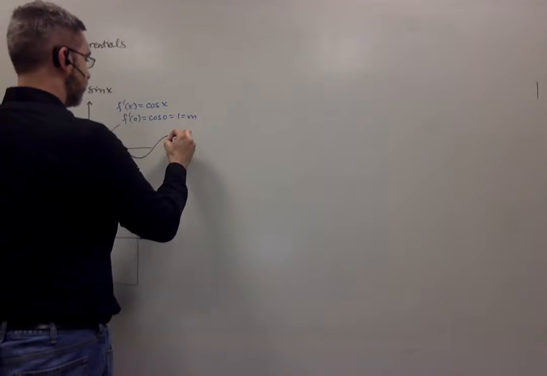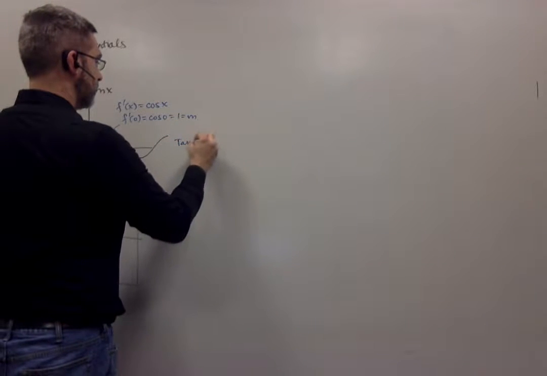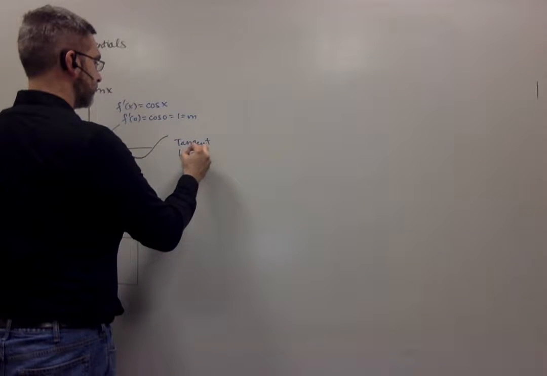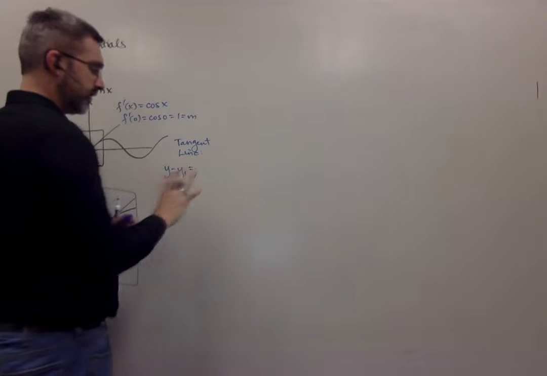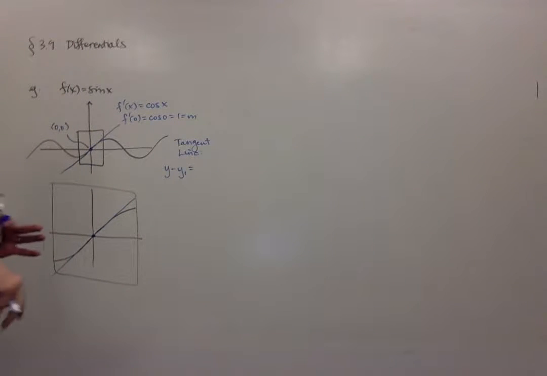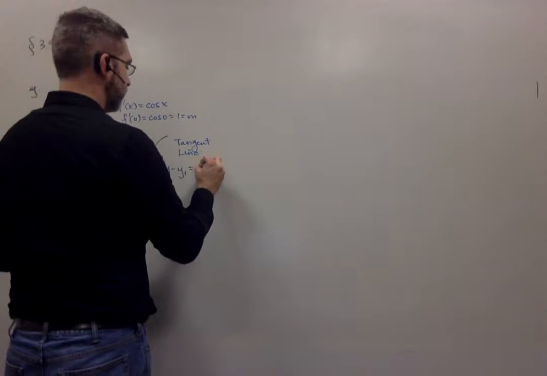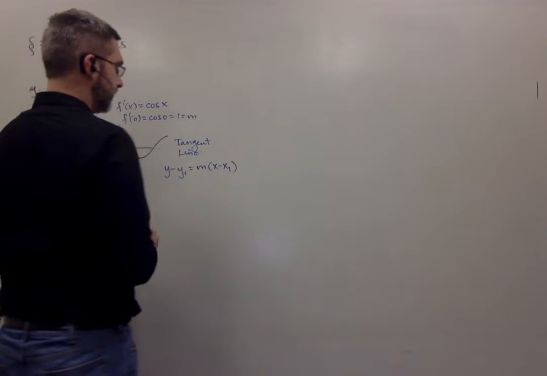So the tangent line that I'm interested in here is the equation, the point-slope form for any equation of a line: y minus y1 equals m times x minus x1.